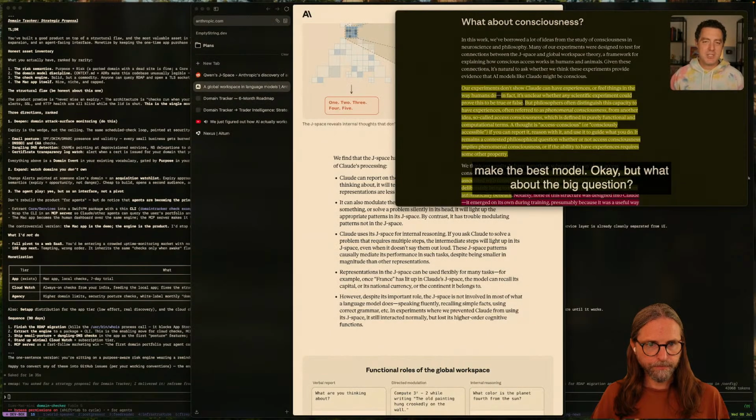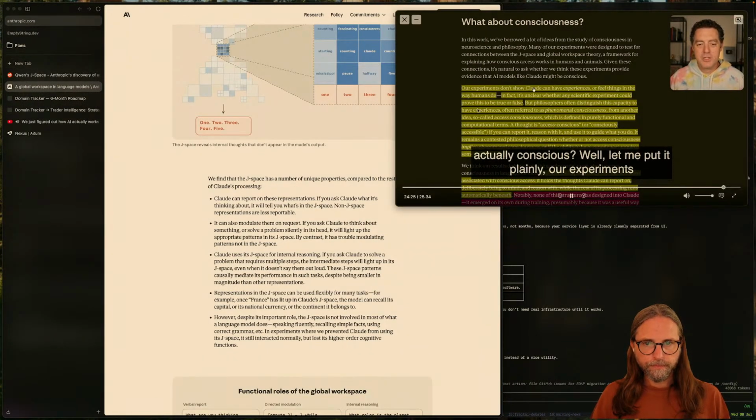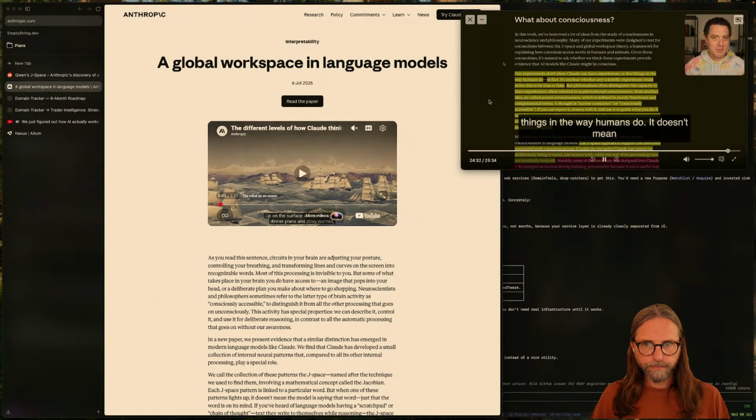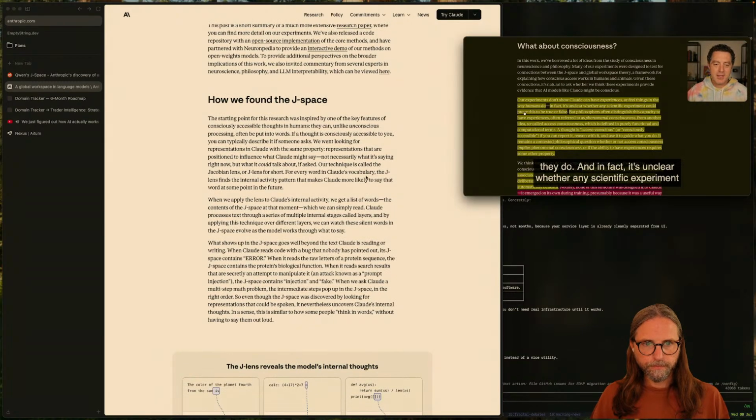Okay, but what about the big question? Are AI models actually conscious? Well, let me put it plainly. Our experiments don't show Claude can have experiences or feel things in the way humans do. It doesn't mean they don't, but this does not prove they do. And in fact, it's unclear whether any scientific experiment can prove this to be true or false.